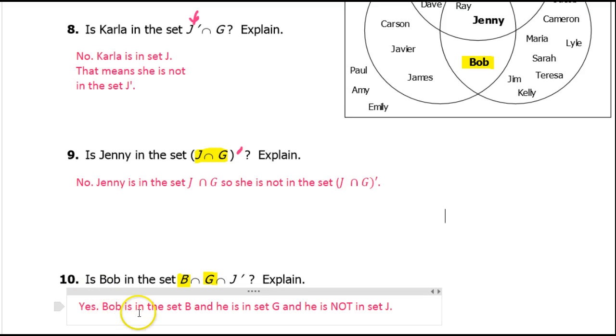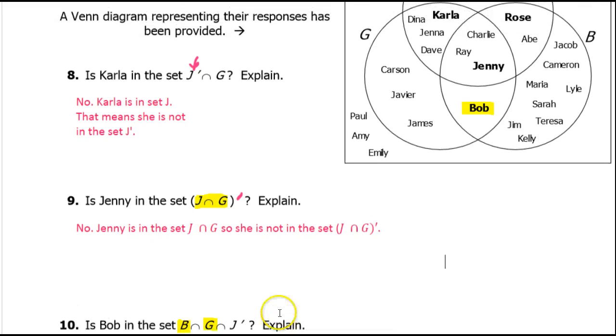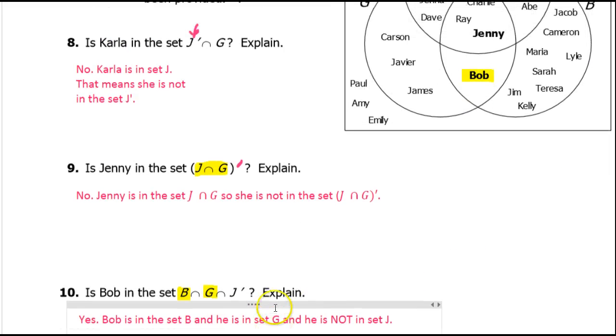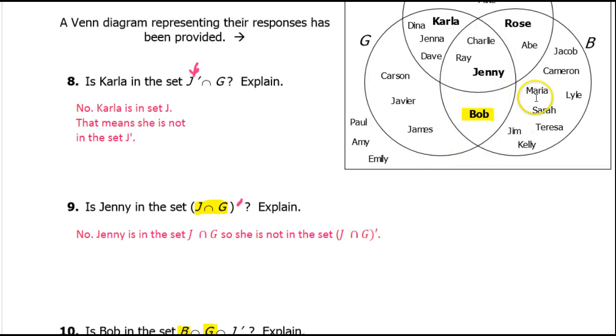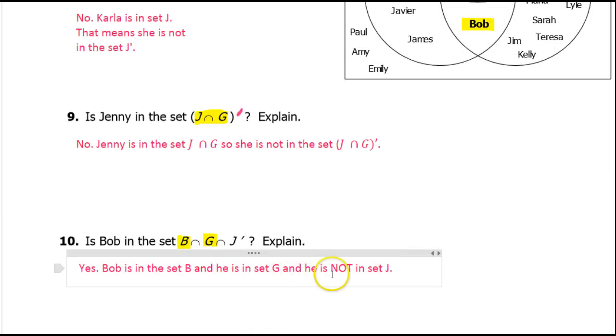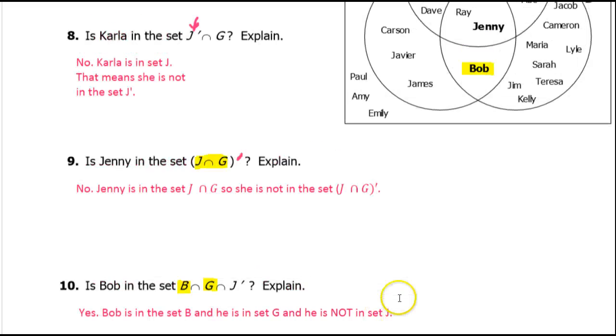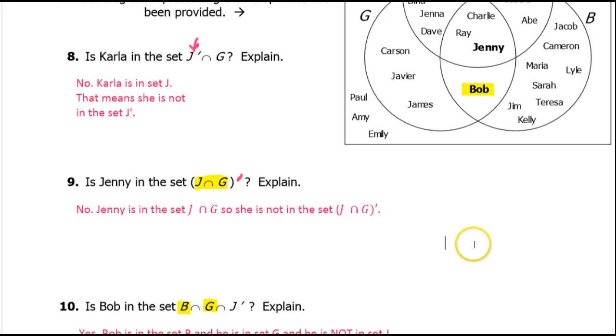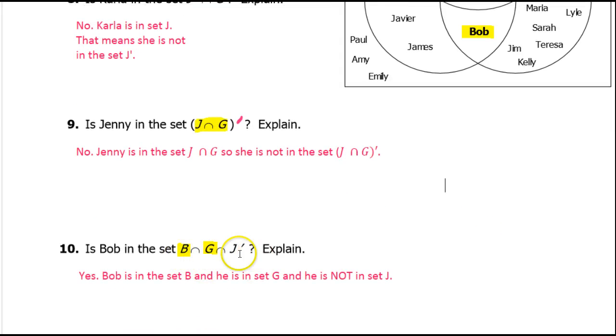So we could say yes, Bob is in the set B, as you can see, and he is in set G, which is right here, and he is not in set J. All right, because here he is outside of set J. So he fit all three of these criteria.